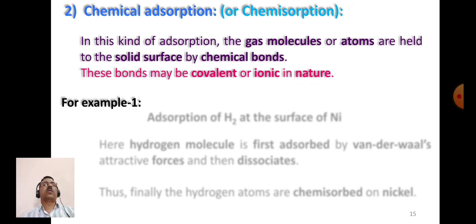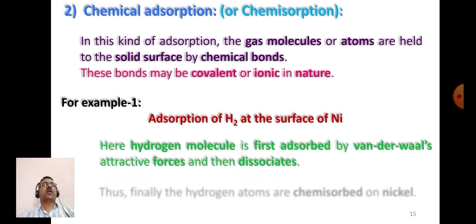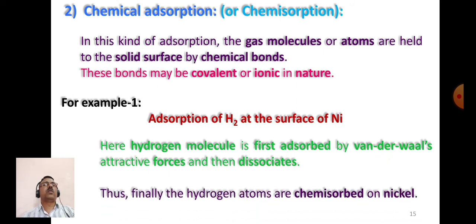Let's see the example. The first example is the adsorption of hydrogen at the surface of nickel. Here the hydrogen molecule is first adsorbed by van der Waals attractive forces and then dissociates. Means you can say that here it is then chemisorbed on nickel.